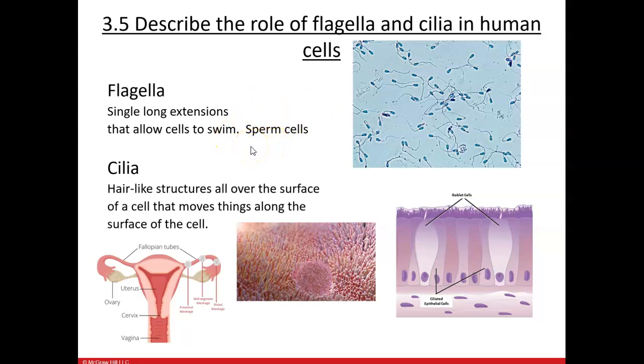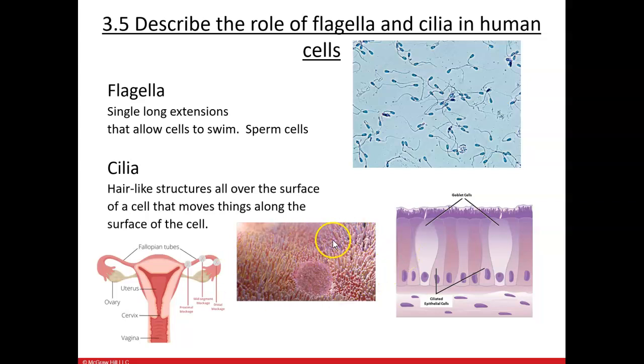Another structure on the outside of cells that is important for movement are cilia. And cilia are hair-like structures. So when a cell has cilia, they've got lots of them. And again, not all cells have cilia, but when they do have cilia, they're going to be all over covering the surface of the cell. And in the case of human cells, cilia do not move the cell itself. They move things over the surface of the cell.